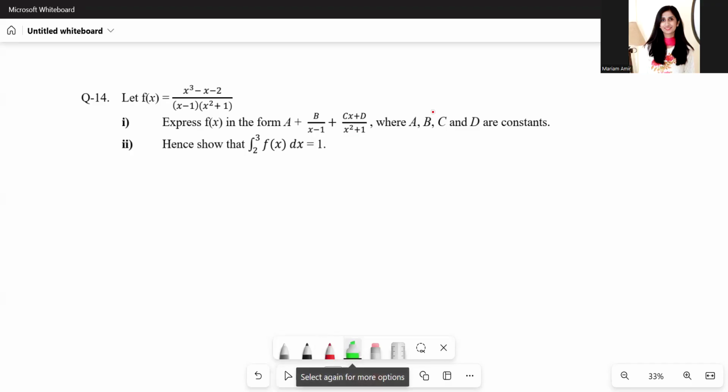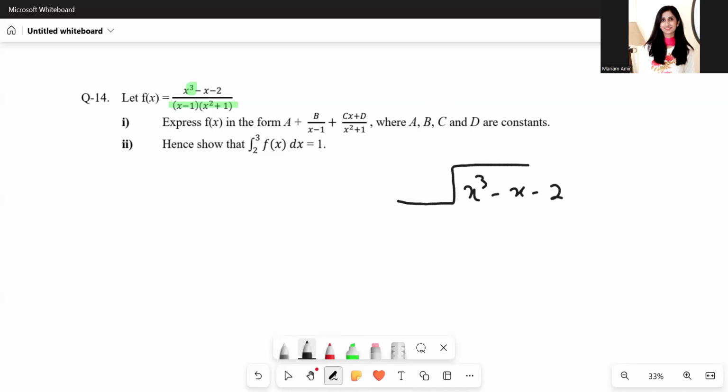Okay, so while doing partial fractions, the first thing we need to see is that the degree of numerator and the degree of denominator, they're the same. x cubed is the highest power in the numerator and so is it in the denominator. That means we will first have to do long division and fix this. This is an improper fraction right now. We'll change it into a mixed fraction.